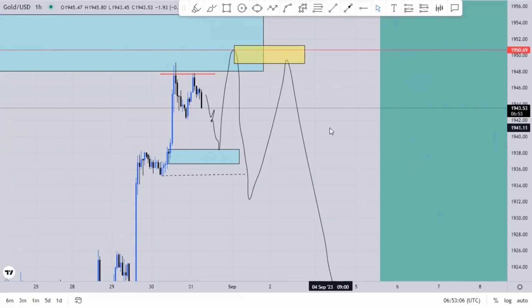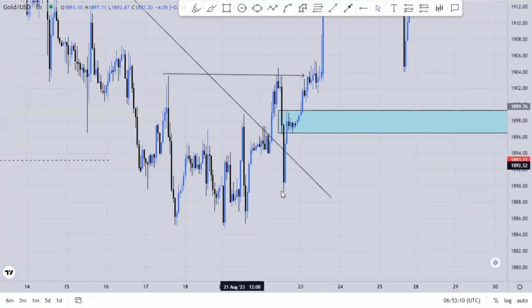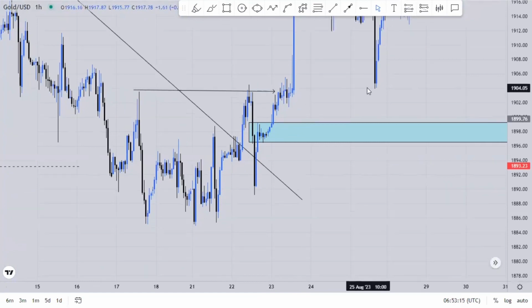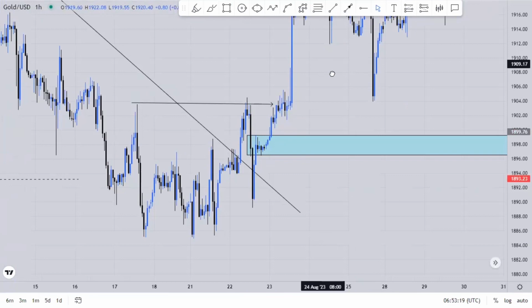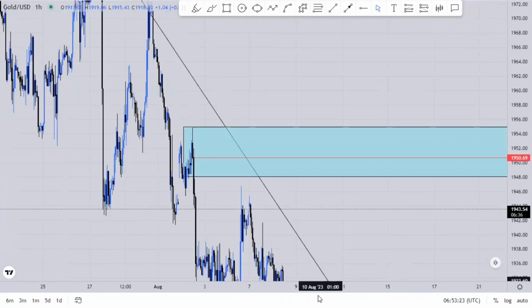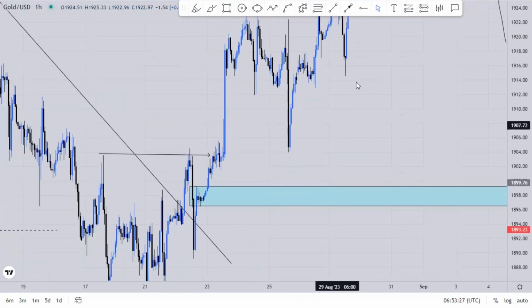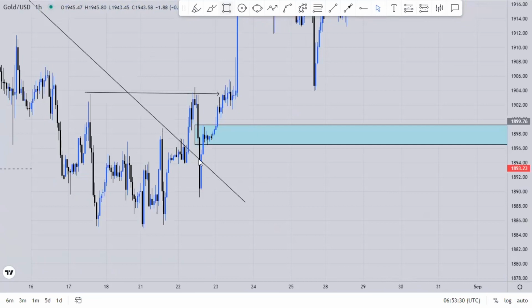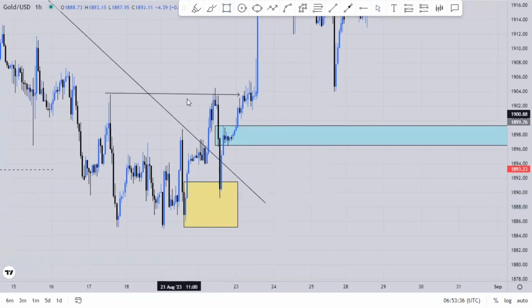So guys, on this strategy, I told you how you could have entered these initial trades. You could have entered these initial buys on gold through a breakout and retest of the trend line. After the breakout of the trend line, you could have waited for a pullback into this demand here.